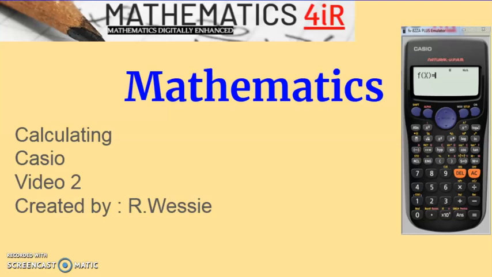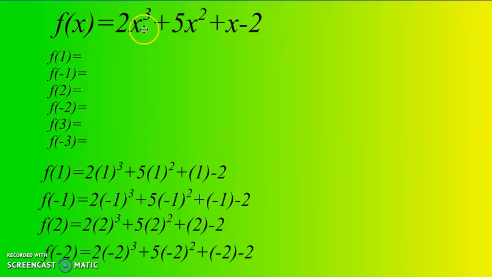Welcome back for the second video of how to use your Casio FX82 Plus calculator to save time in the examination and also to get to your answers quicker. We are given the function 2x cubed plus 5x squared plus x minus 2.